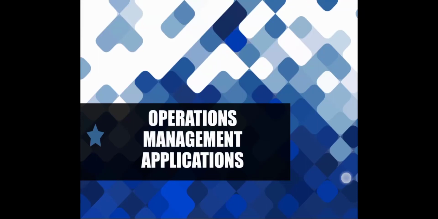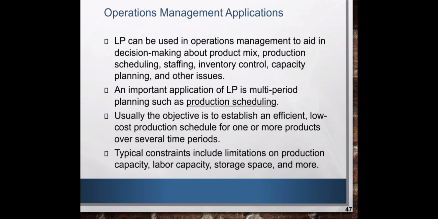Operations Management Applications. LP, or the Linear Programming Application, can be used in operations management to aid in decision-making about product mix, also known as the product assortment or product portfolio, that refers to the complete set of products and/or services offered by a firm. Product scheduling, or the process of arranging, controlling, and optimizing work and workloads in a production process or manufacturing process.